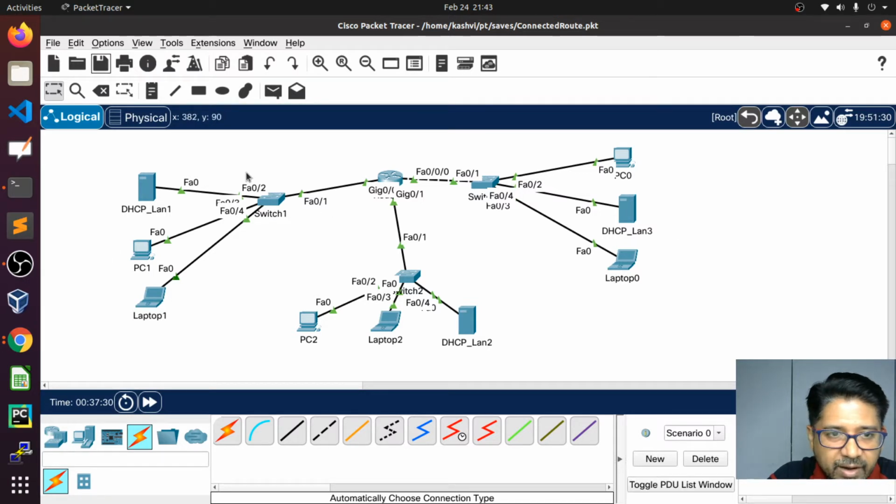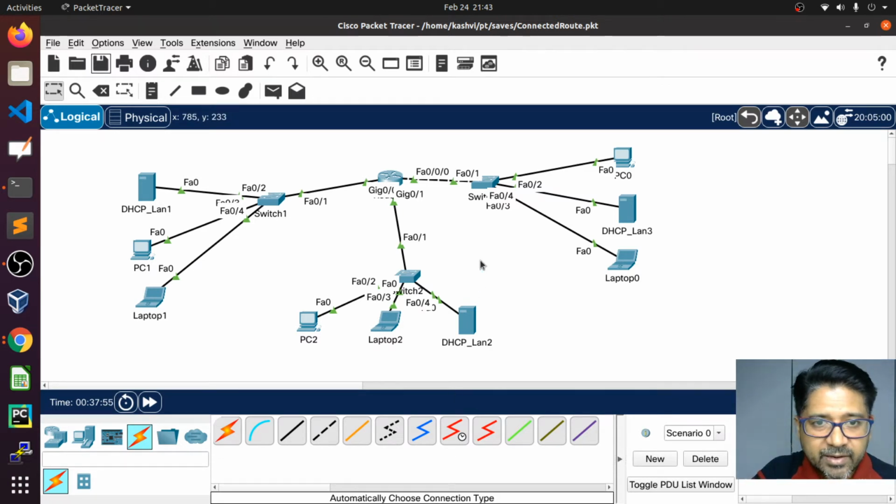So we have LAN 1. This is switch 1 connected with LAN 1, switch 2 connected with LAN 2, whereas switch 3 is connected with LAN 3. So every LAN has a DHCP server and one PC and laptop. Same way for the second LAN and third LAN. So let's understand the connected route, how it's working.